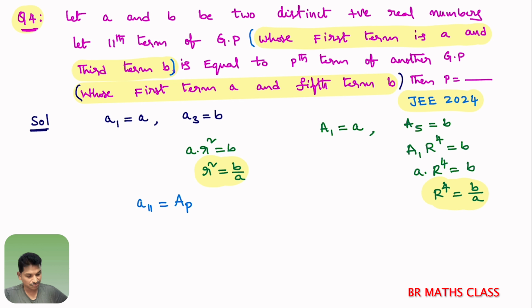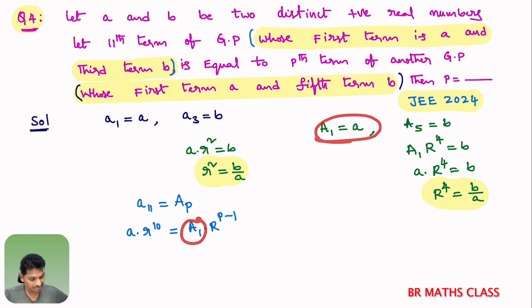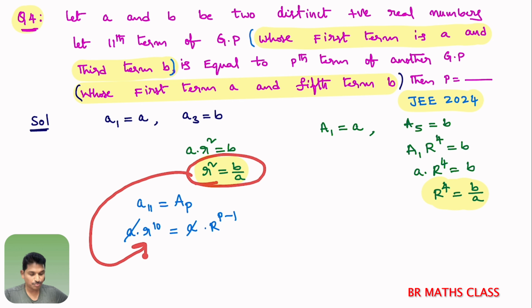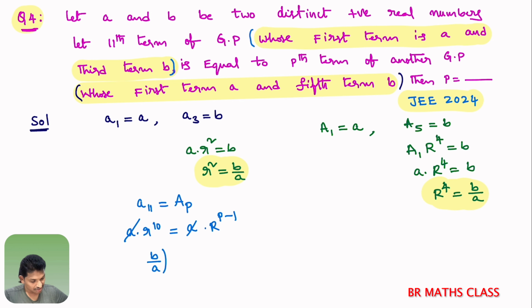What is the formula for the 11th term of a geometric progression? A into r power 10 equals the pth term, whose formula is capital A1 into r power p minus 1. In the question they gave that this capital A1 is nothing but A. So, in place of this, I can write A. Now, you see, this A and A will get cancelled. Here, we know this r square value, now we can easily write r power 10. Take whole power 5 on both sides, right? What is r power 10? r power 10 is b by a whole power 5.